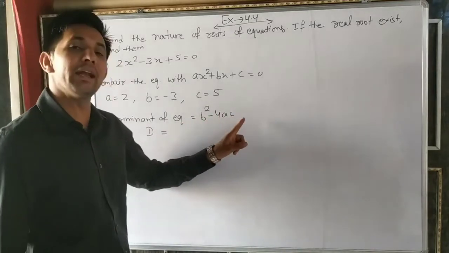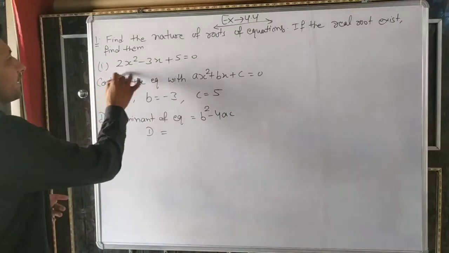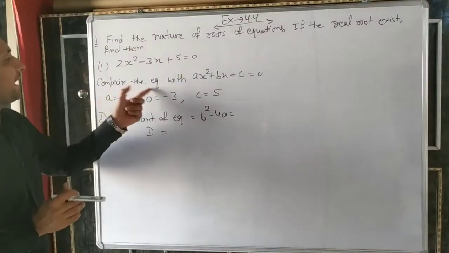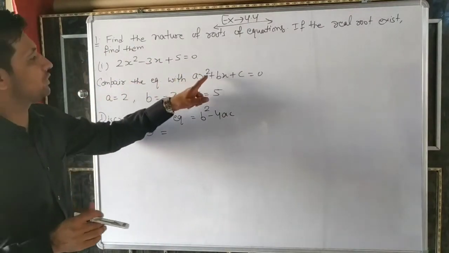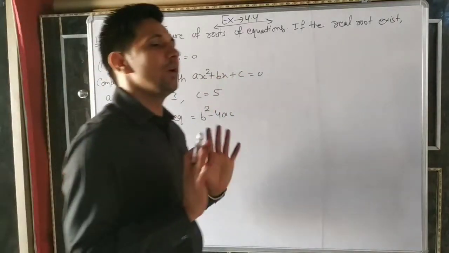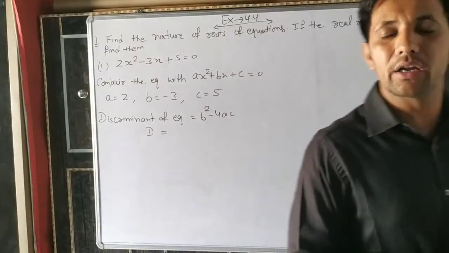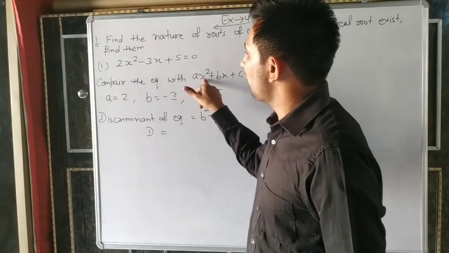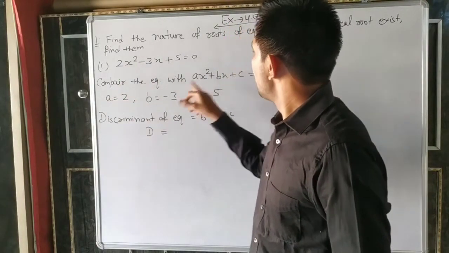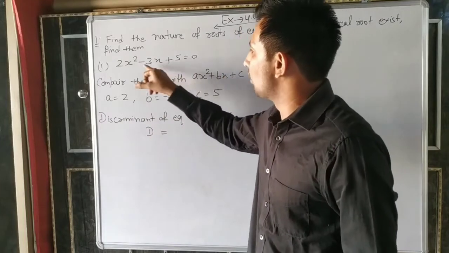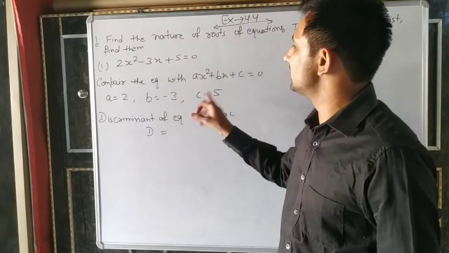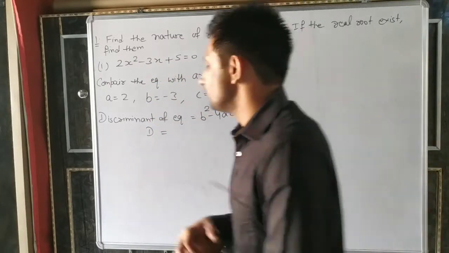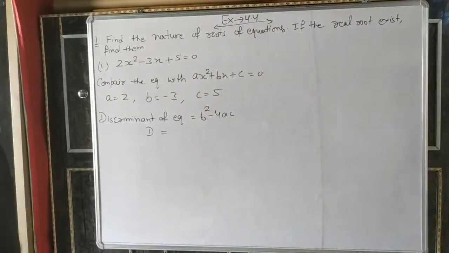B, A and C. So first we write the equation. Then compare the equation with ax square plus bx plus c, the quadratic equation. So we observe that A is the coefficient of x square. How much? 2. B is the coefficient of x. How much? Minus 3. And C is 5. So now, we want to find the nature of the roots.